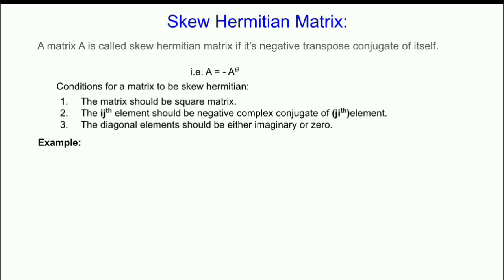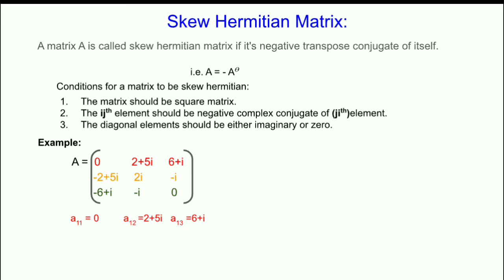For example, if we take a matrix A whose elements of the first row are A11 is 0, A12 is 2 plus 5i, A13 is 6 plus i. The elements of the second row are A21 is equal to minus 2 plus 5i, which can also be written as minus 2 minus 5i, A22 is 2i, A23 is minus i. A31 is minus 6 plus i, which can also be written as minus 6 minus i, A32 is minus i, and A33 is 0.